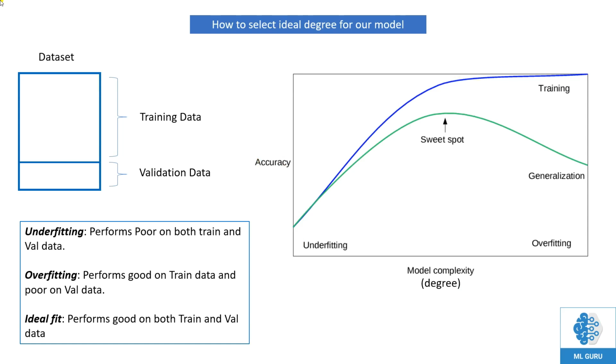Then when you plot your graph, you can see that when your complexity is low, the accuracy is low on both the training as well as validation data. But on the other hand, when it is overfitting, then your training accuracy is high but your validation accuracy is low. And again, your sweet spot is somewhere around here. It is just before the accuracy of your validation data starts dropping.